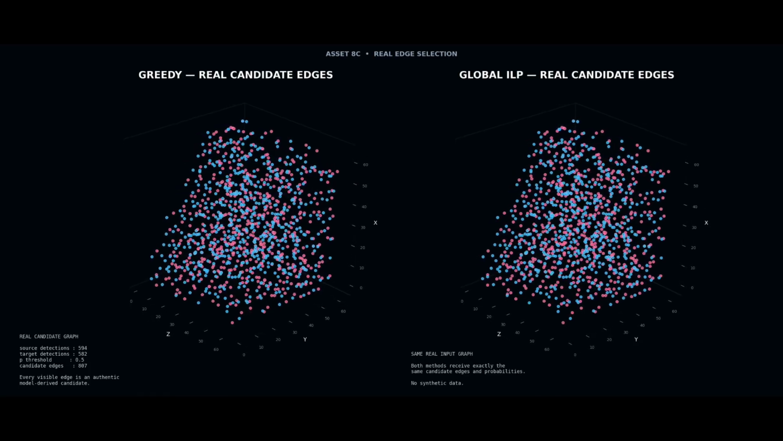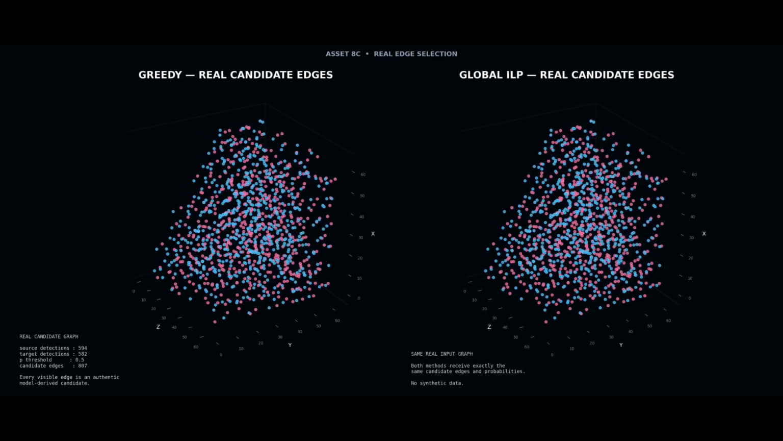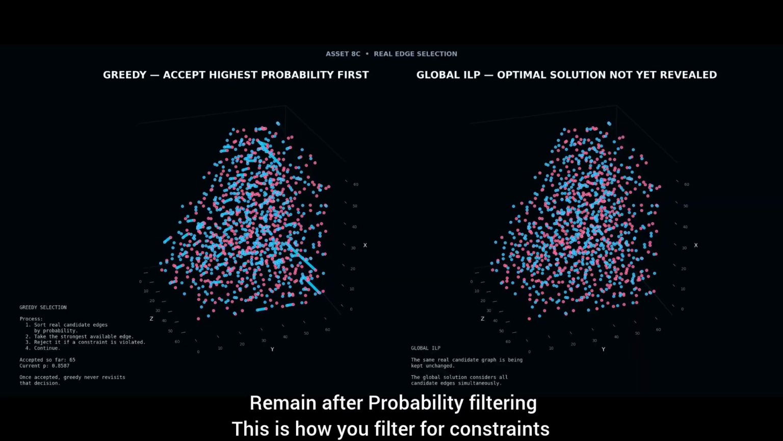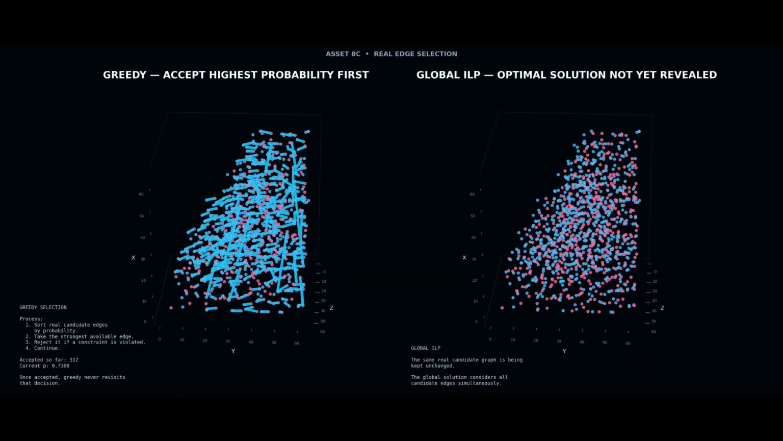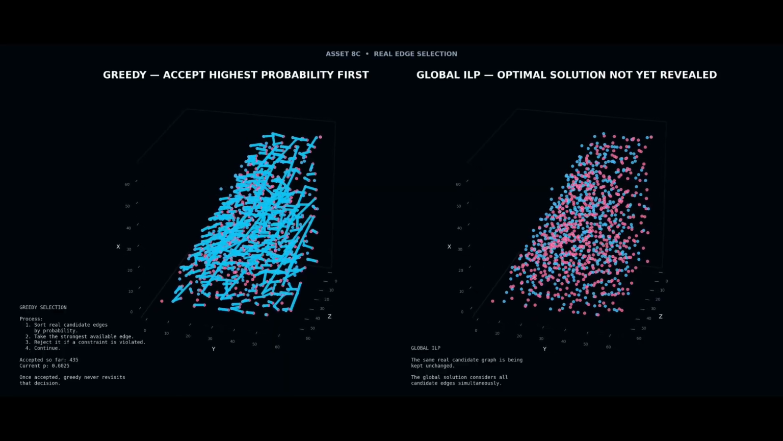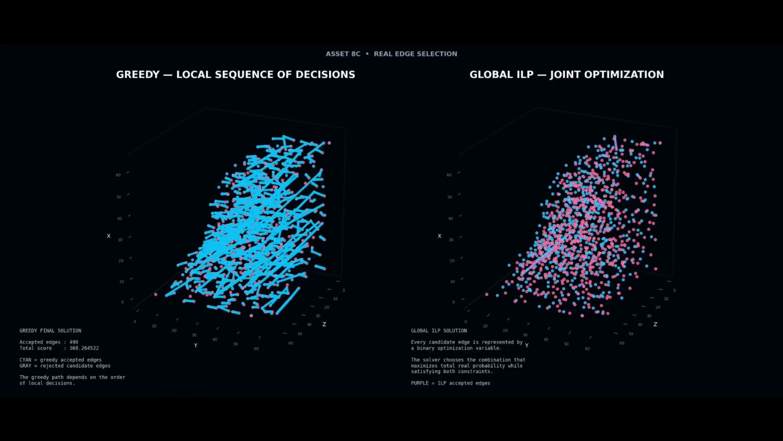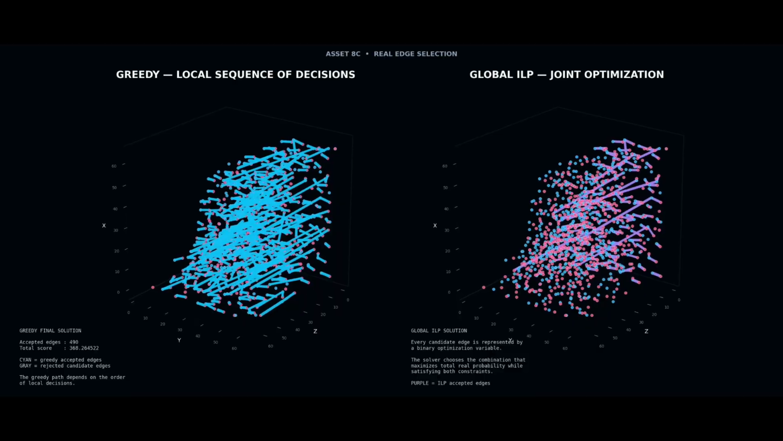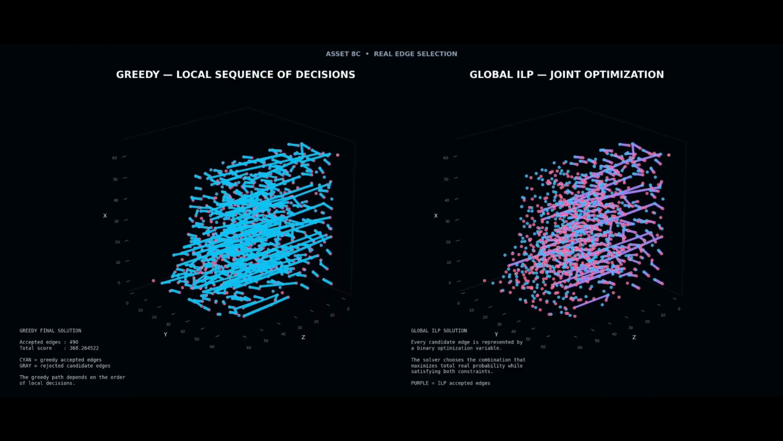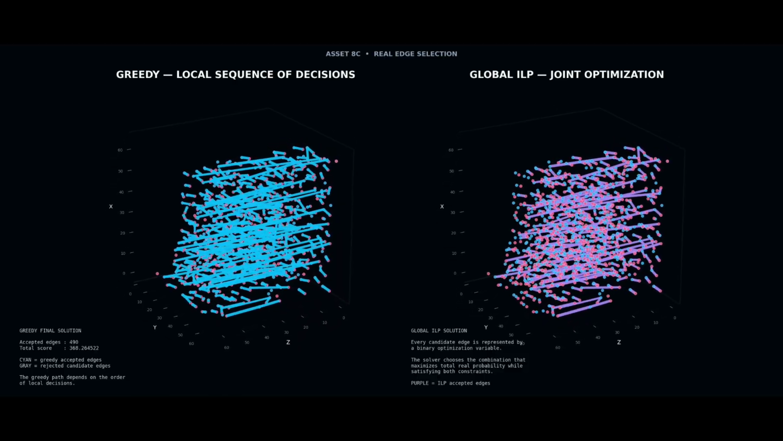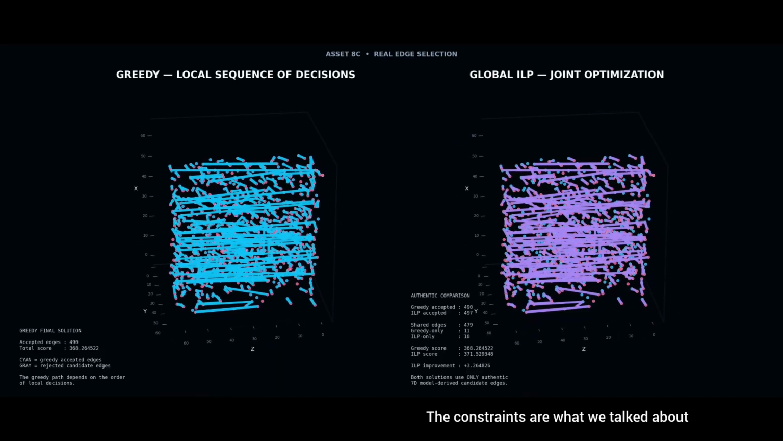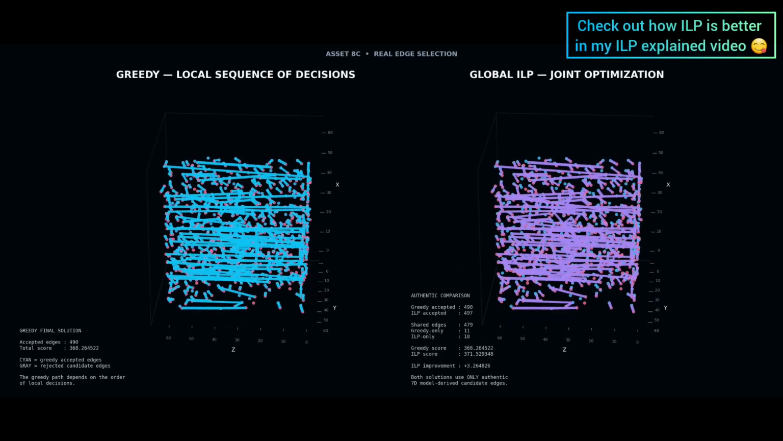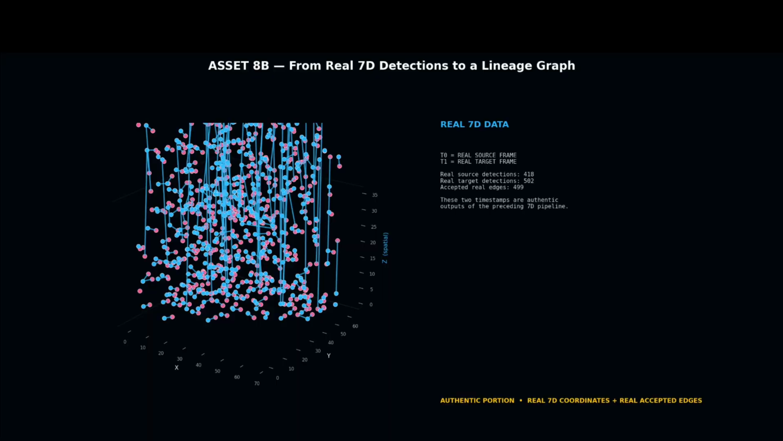Now, how would you select these edges? Because there are still a lot of edges that might remain. One option is the greedy algorithm, which is a first come, first serve basis. The highest probability gets selected first, the second highest after that. But there is a much better solution, which is global ILP, which uses linear programming to enforce certain global constraints, and it usually gives us a better, optimal approach. It is generally preferred over the greedy approach.